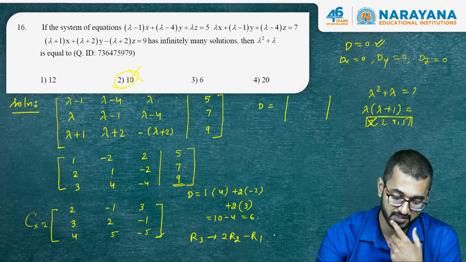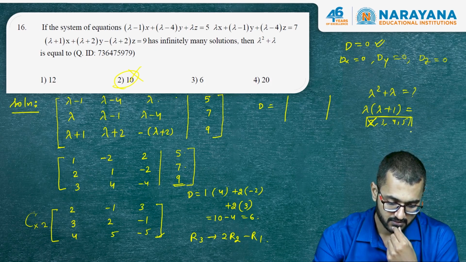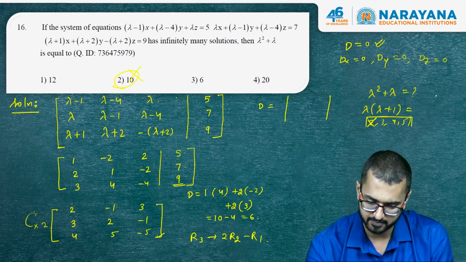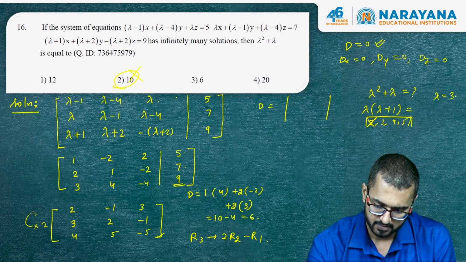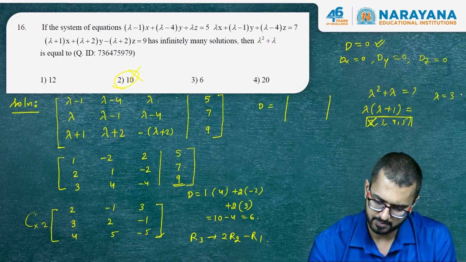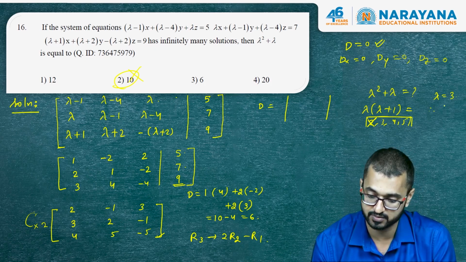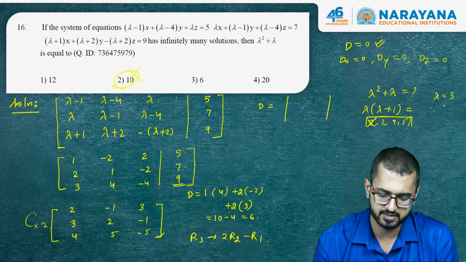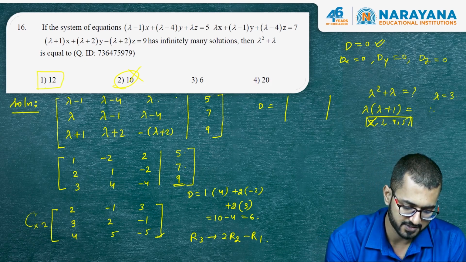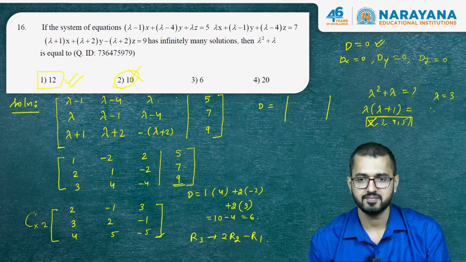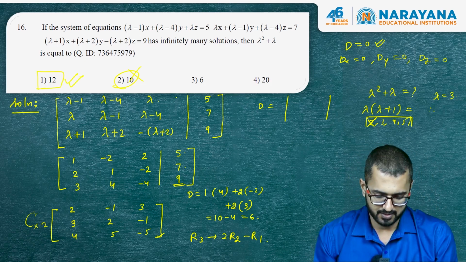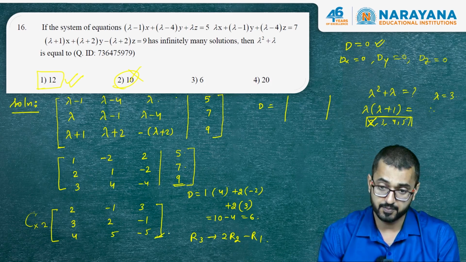So lambda is 3 now. Therefore, they want lambda square plus lambda: 3 square plus 3, so 9 plus 3 is 12. So 12 must be our answer. Alright, moving to the next part.